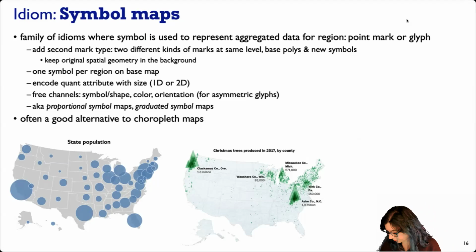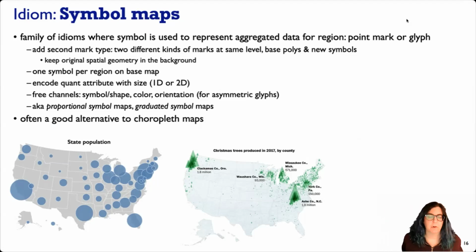So here's two examples of a point mark based symbol map. On the left, we've got state population. Notice how these are size coded circles. Now, notice how these can overlap each other, right? These are on top of each other. These are not shared boundary marks. They're not polys. These are just points, and they can occlude each other. And they do in many regions, like the U.S.